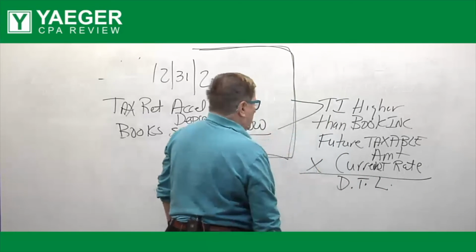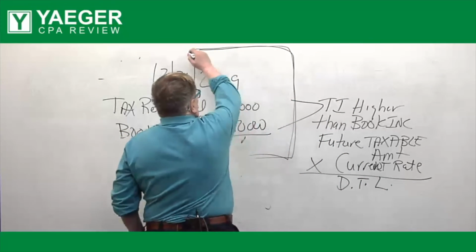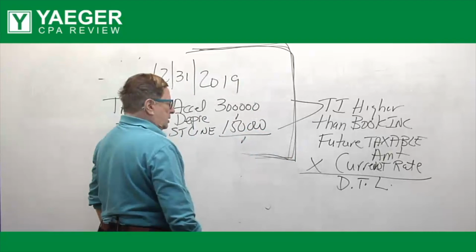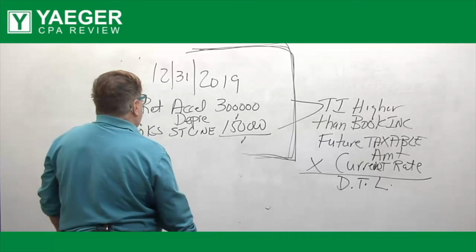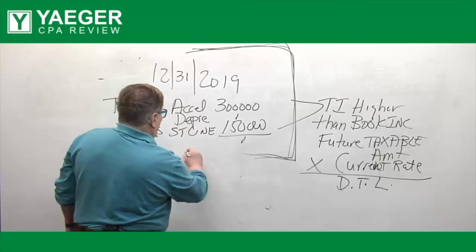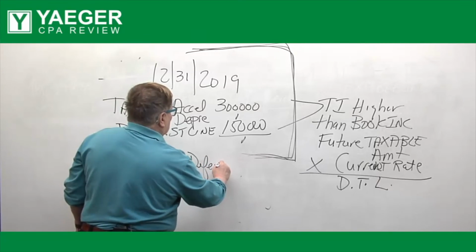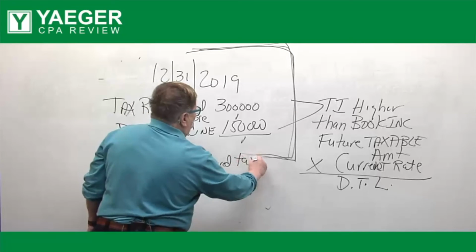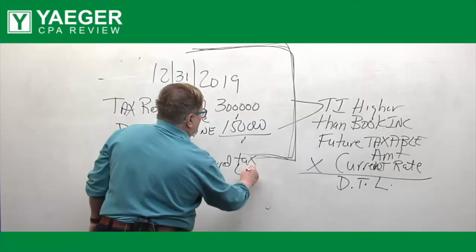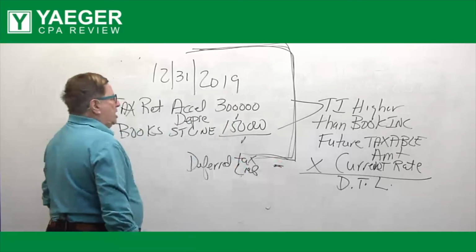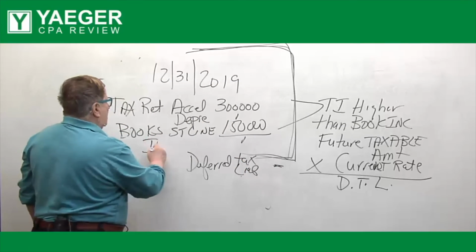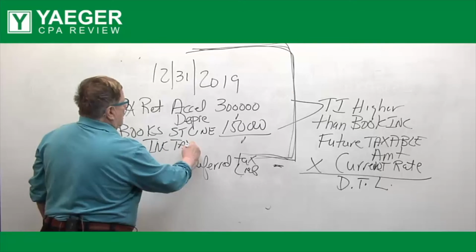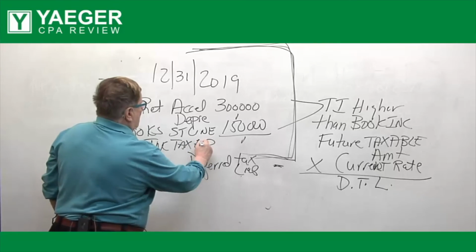Now, you're going to record that deferred tax liability at the end of 2019, and what you're going to do is credit deferred tax liability, whatever it is, and the plug is to income tax expense deferred.